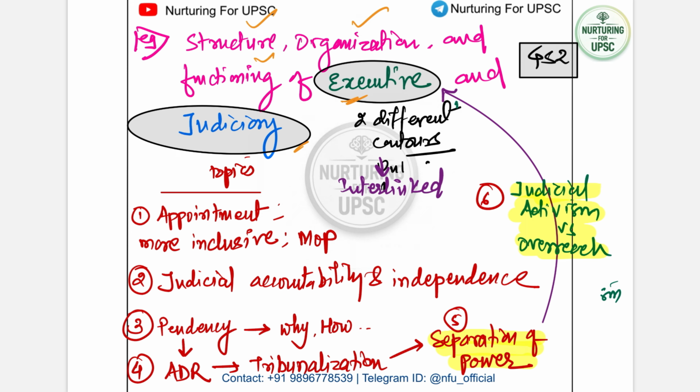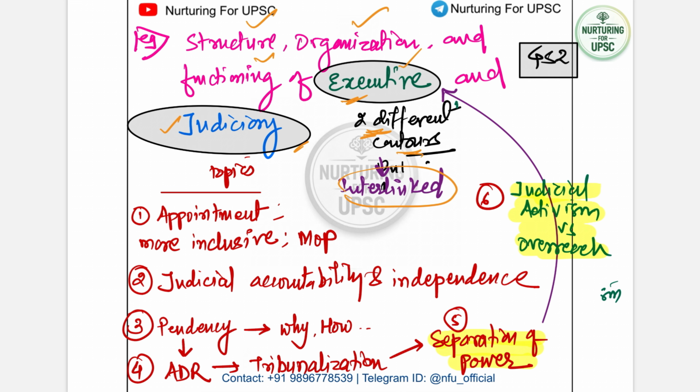Particularly if you are smart enough, you would catch that there are two different contours that are being highlighted here. They not only talk about the judiciary but also about the executive. So though in the beginning they may seem to be different contours and different topics, they are interlinked. Let me explain how.